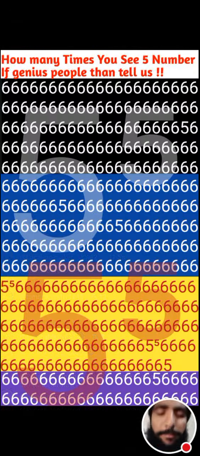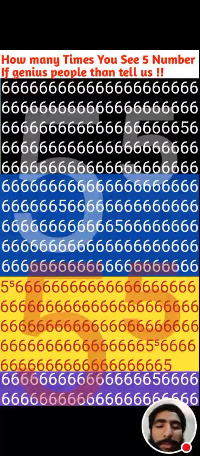One viewer is saying that he found the number 5 for 9 times. Brother, you are correct. When we see the title, the number 5 is written there, so it becomes 10. When we see the backgrounds, the number 5 is written 4 times in larger and smaller sizes, so it becomes 14 times. Are you clear about this? If you are clear, then drop a comment.